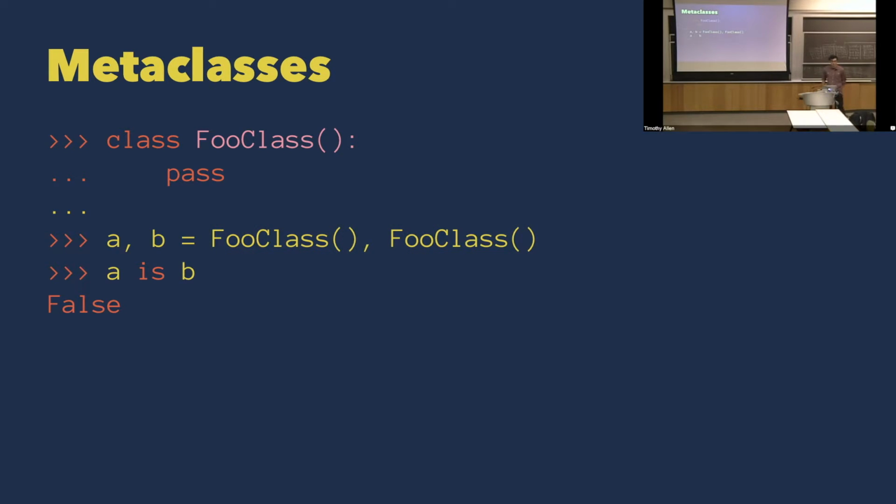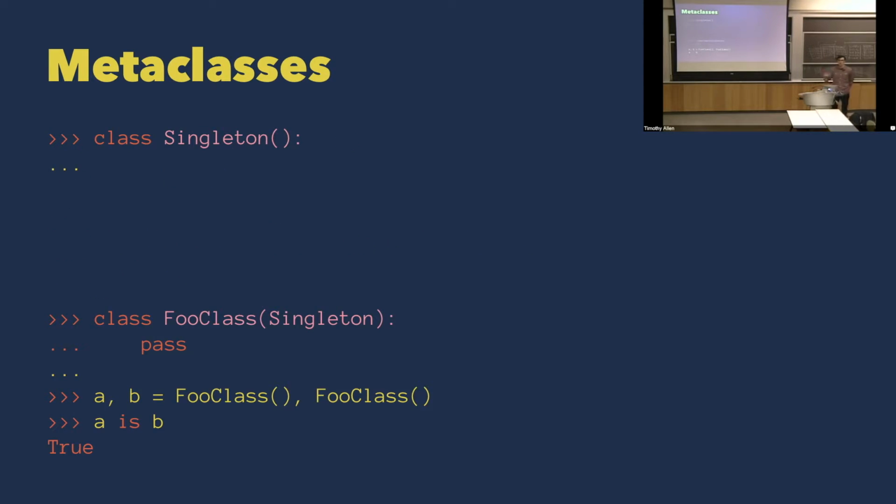If I instantiate it twice, so A and B are both instantiated foo classes, and I say A is B, I get false. That's because these are two different instances. Their identifier in Python is different. They're different objects in memory. They're totally different, so not the same thing. If I set some attribute on A, it's not going to get set on B, etc.